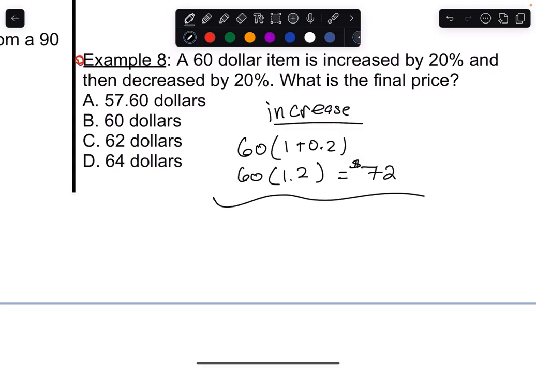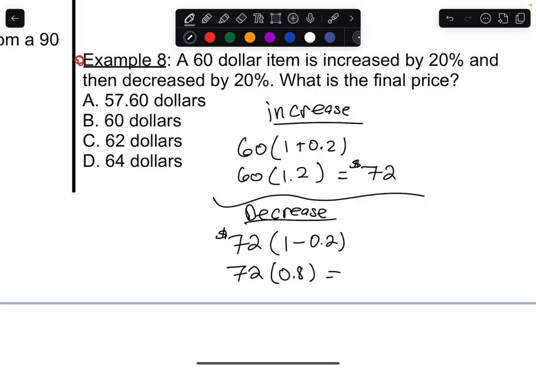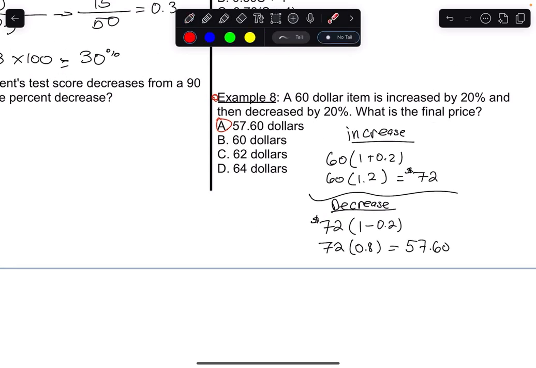That's expensive, but the good news is they, for some reason, decided to mark it down. Probably because they realized no one was going to buy it for $72. $72 times how much it was decreased, which in this case was still 20%. So 1 minus 20% or 0.2. So 72 times 0.8 works out to be $57.60. So it's actually good. It's actually like you save yourself some money. This store is doing a bad job.